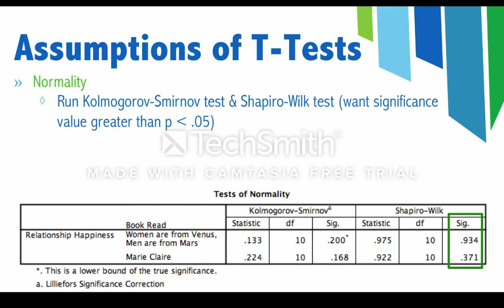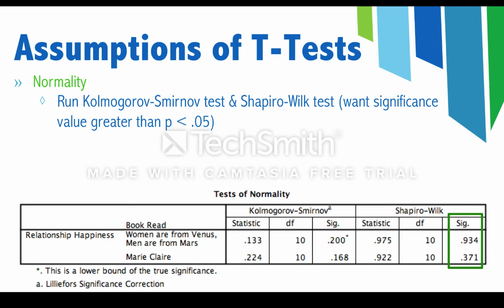The Shapiro-Wilk tests if data is normally distributed for each category of the independent variable. Hence, there will be as many Shapiro-Wilk tests as there are categories of the independent variable. In this example, this would mean that we have two tests, one for each category of the independent variable, book read. So we have one for Women Are from Venus and Men Are from Mars, and we have one for Marie Claire. Each test is presented on a new row in the tests of normality table as shown on this slide.